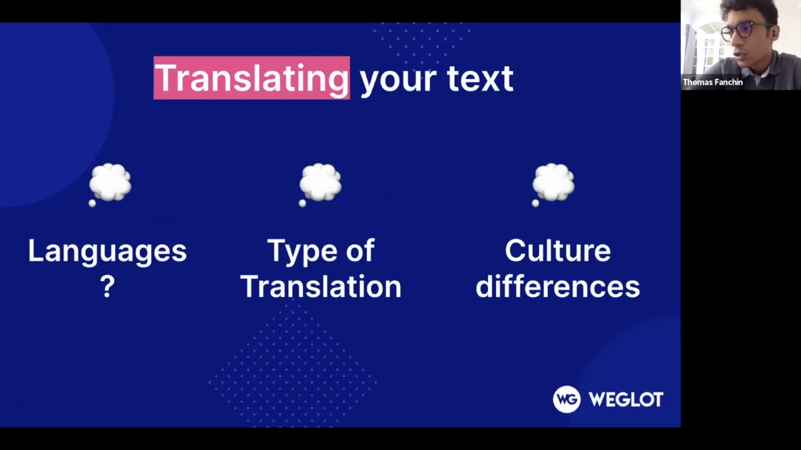What I can also do is look at my Google Analytics, see in which languages my users are actually browsing, pick the top 10, and then choose, I don't know, the top 3 languages, and then choose to translate my website in those languages. The next thing is the type of translation. So you can pick machine translation or professional translation.